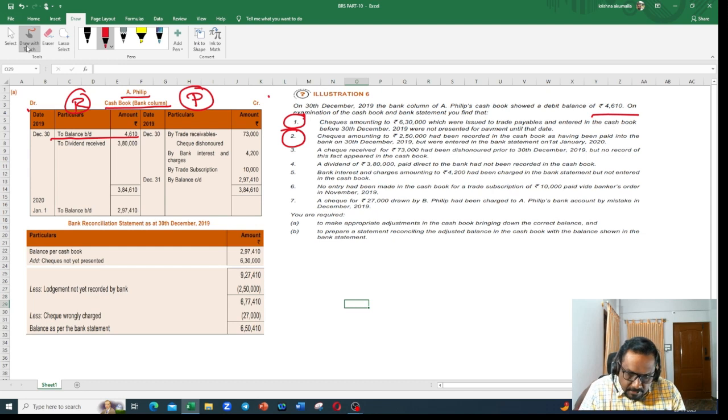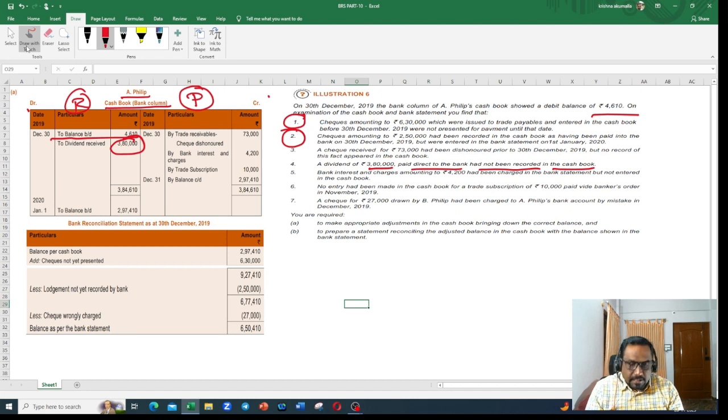Next point is a dividend of 3,80,000 paid directly to the bank had not been recorded in the cash book. Somebody went and directly paid the dividend. Dividend is our income. So that has been credited in the bank but not recorded in the cash book. Why has that not been recorded in the cash book? Because that information was not given to A. Philip. So 3,80,000 is a receipt for me. Dividend is a receipt for me. So we have recorded 3,80,000 on the receipt side.